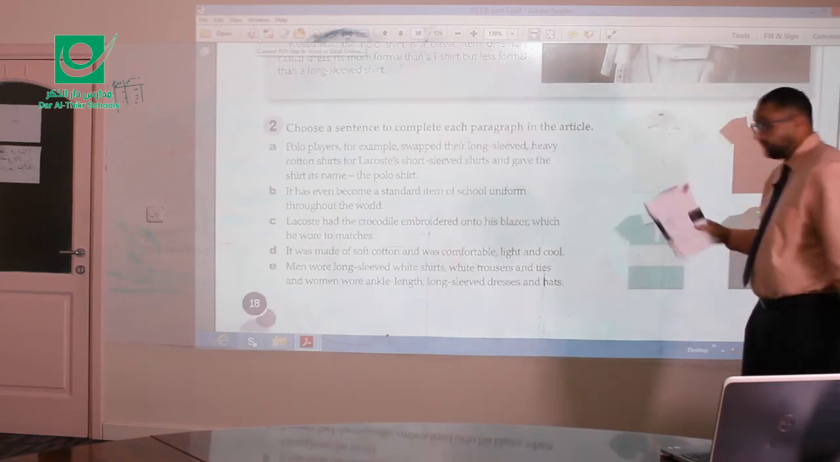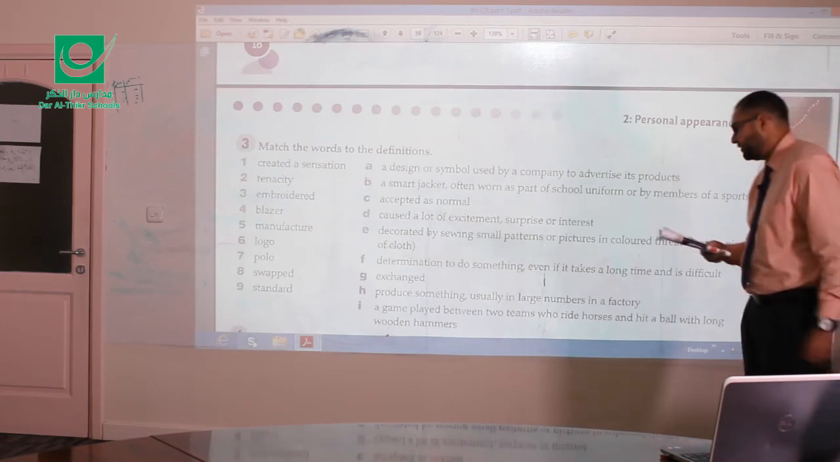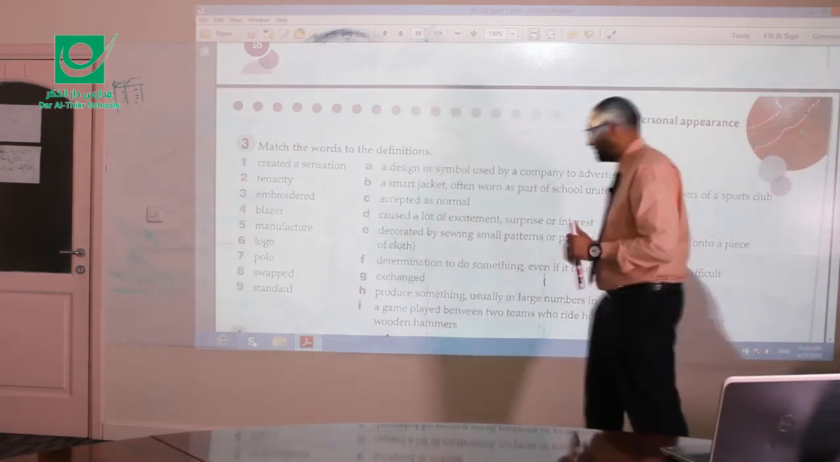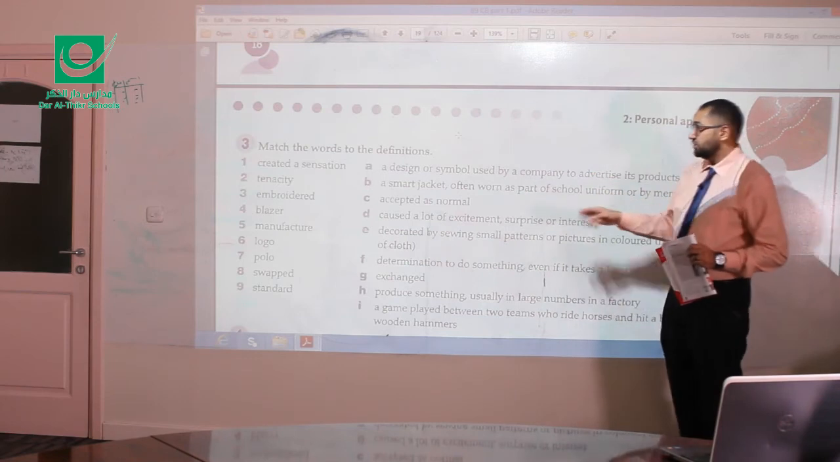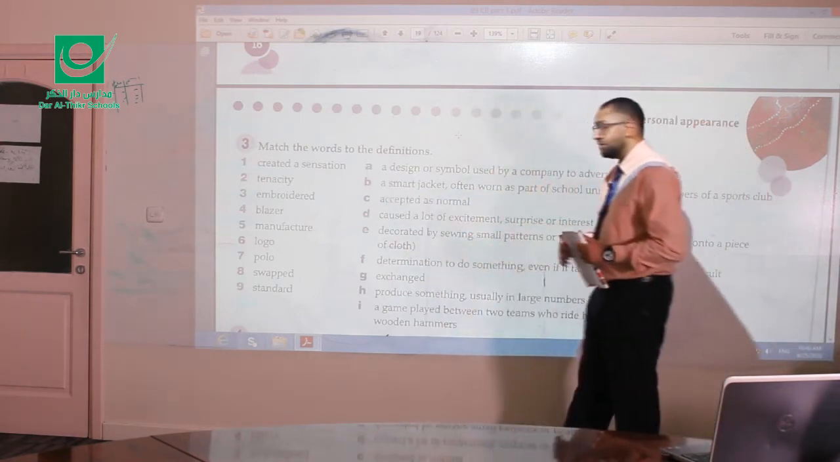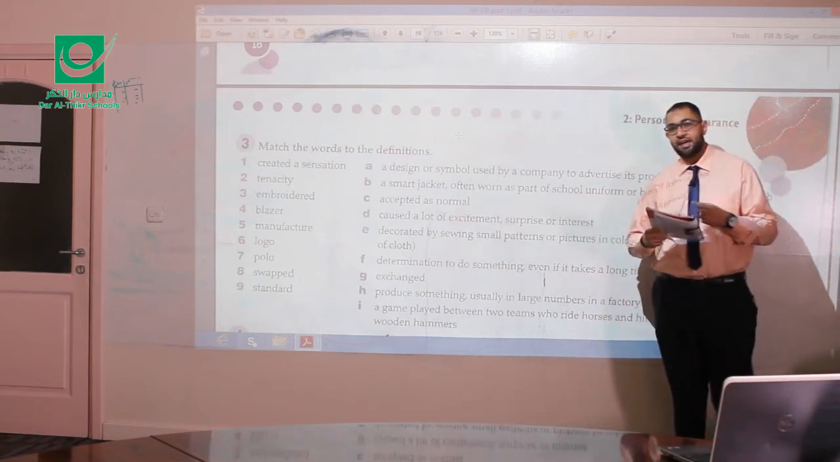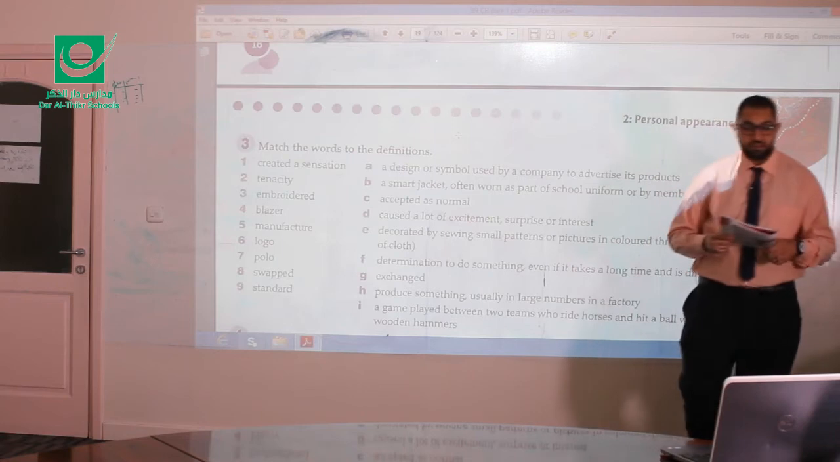Now, this was the first exercise on that. The second one is the vocabulary part. And we need to match the words given from 1 to 9 with the definitions from A to I. So you have 1 minute to consider that on a quick basis, please.